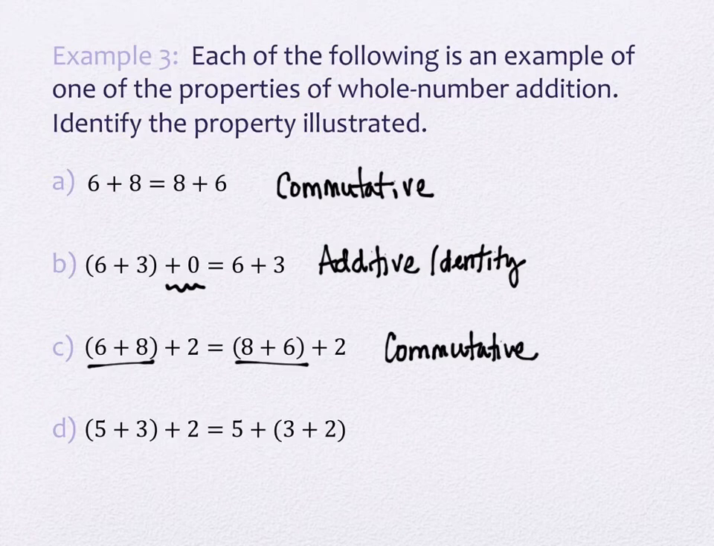But compare that to D. The numbers are actually different on this side, inside the parentheses on that one, right? This one says 5 and 3, but this one says 3 and 2. So this one is the associative property.